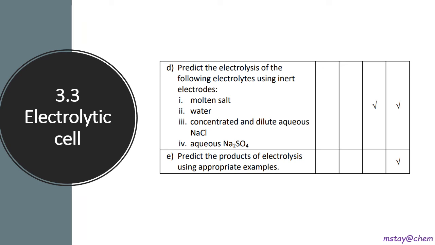In the previous video, we already discussed how to predict the product formed from the electrolysis of molten salt and also water using inert electrodes. So in this video, we are going to focus on predicting the product of the electrolysis of concentrated and dilute aqueous NaCl. And then in the next video, we will discuss the electrolysis of aqueous sodium sulfate and also predict the products of other electrolysis.